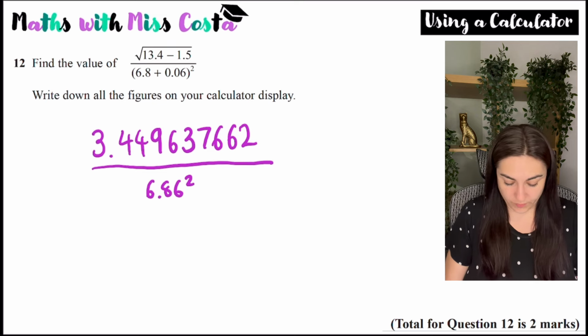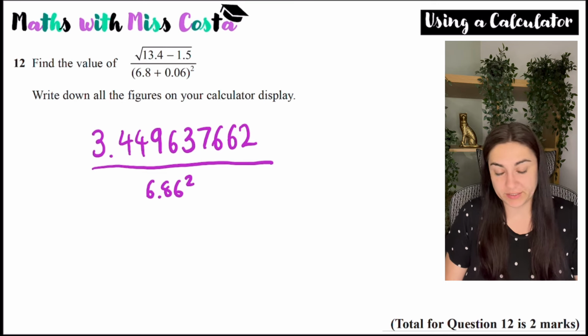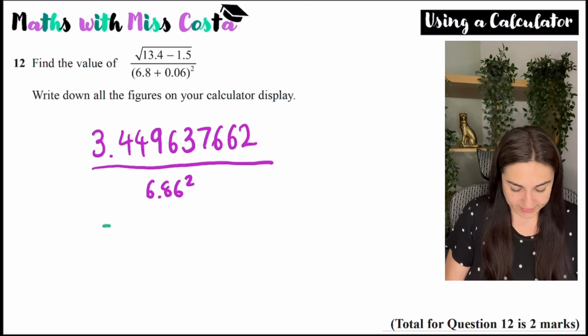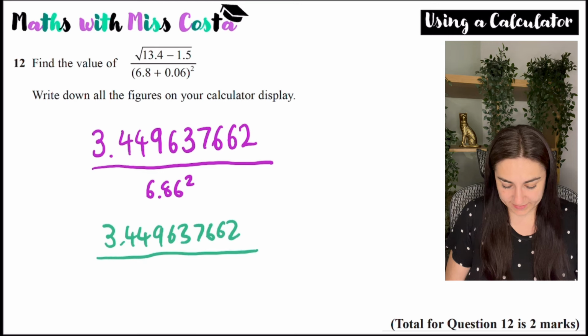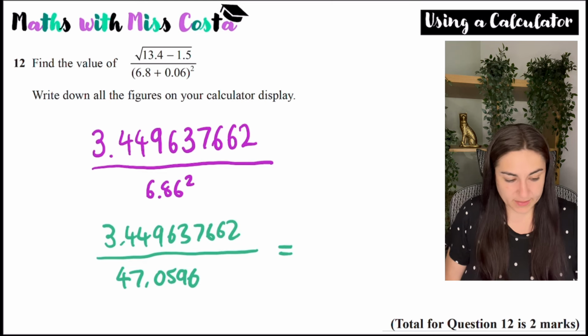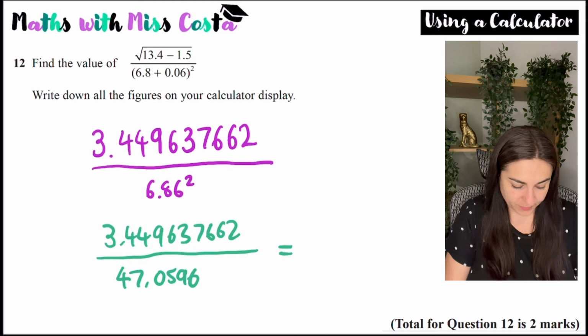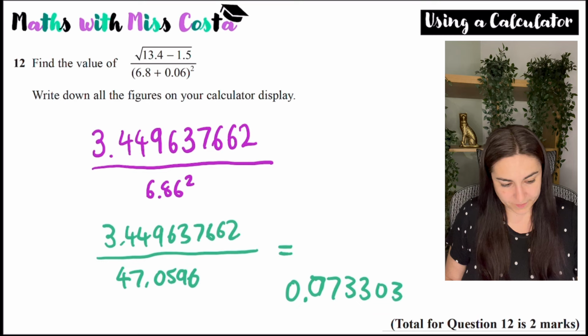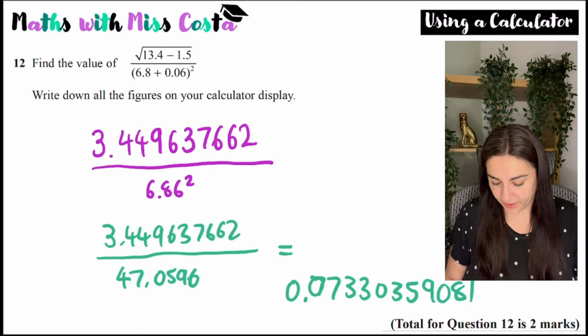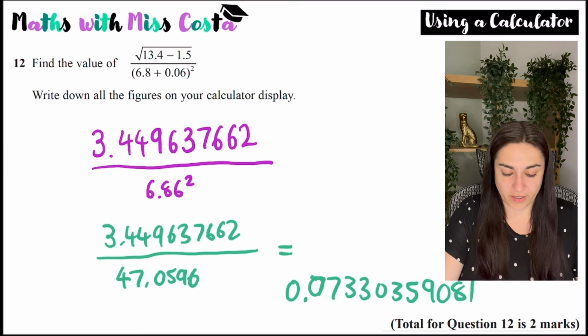And then I can work out what 6.86 squared is by just doing answer squared, which is 47.0596. So let's write all of it out. So 3.449637662 divided by 47.0596. So I can just type that into my calculator. 3.449637662 divided by answer is 0.7733035981.